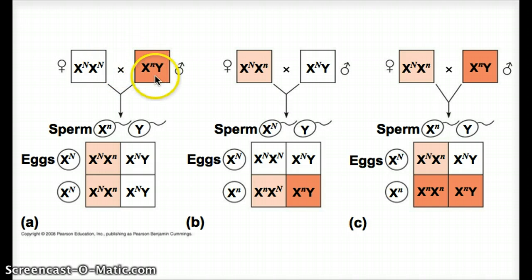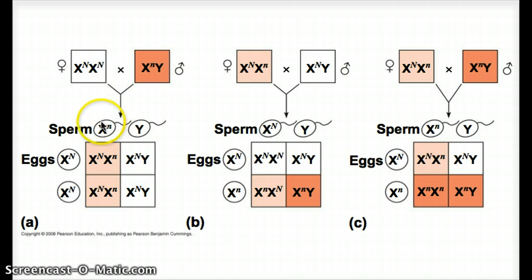So this is an affected male because he has one copy of the X-linked recessive gene. He doesn't have another X, so he's always going to show the trait. Okay, so over here we're going to cross an unaffected female with an affected male.